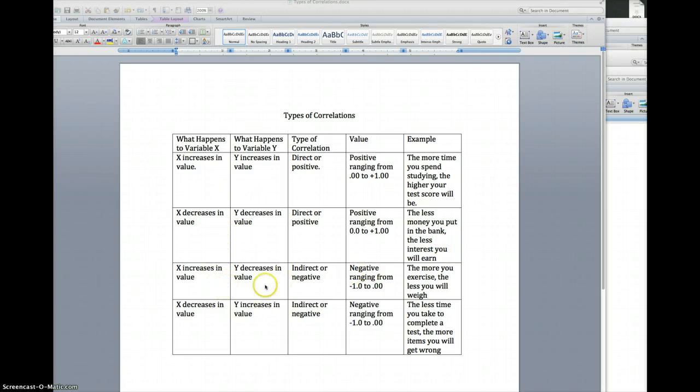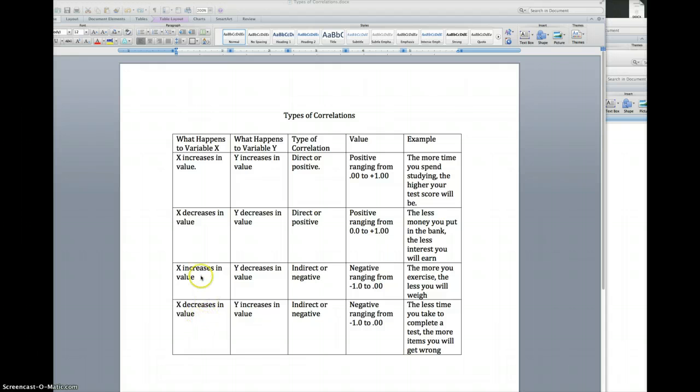The other two types is where we have an x increasing in value and a y decreasing in value. This is a negative correlation. So our correlations will range anywhere from 0 to negative 1.0. As an example, the more you exercise, that is, the more time you spend exercising, the less you will weigh.